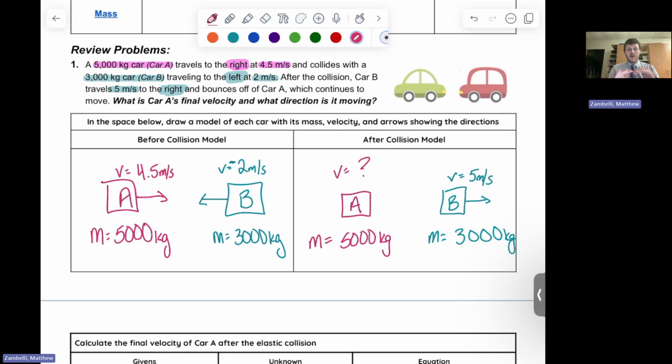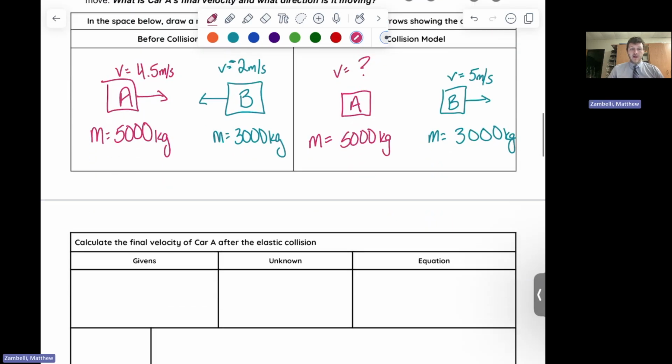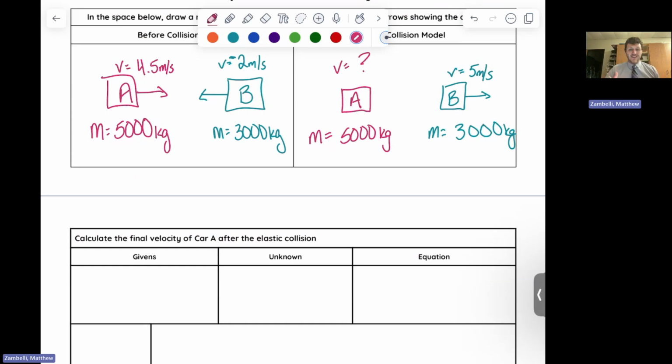Okay. So once we have all of our velocities on all 4 of them, we have our mass for all 4 of them, we have arrows on all but the one we don't know. We don't have to put an arrow on A after the collision because we don't know which direction it's traveling. Now that we have all that, we can go ahead and set up our givens and our unknowns. So remember, our givens are always going to be our different variables from our equation. If you remember, the equation's always the same: M1 V1 initial plus M2 V2 initial equals M1 V1 final plus M2 V2 final.